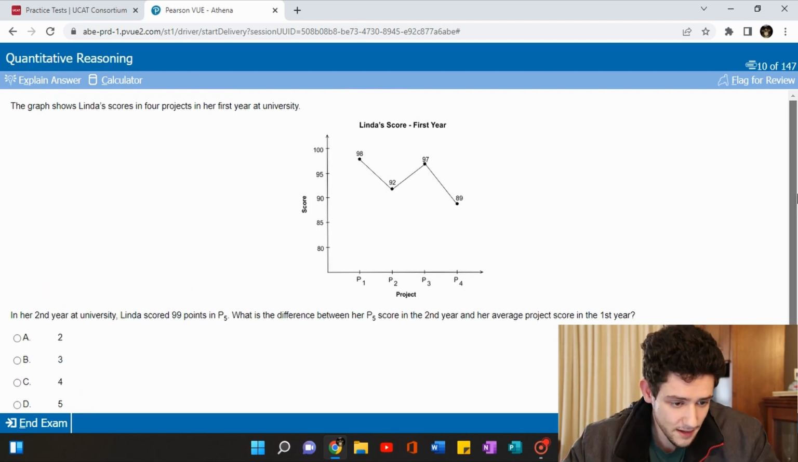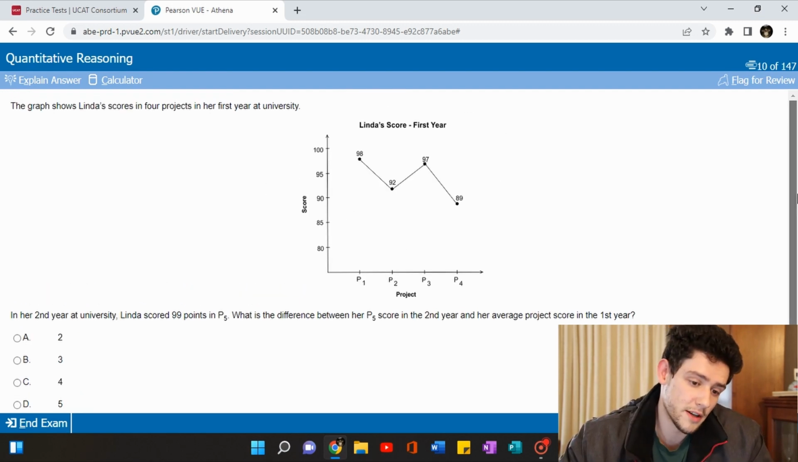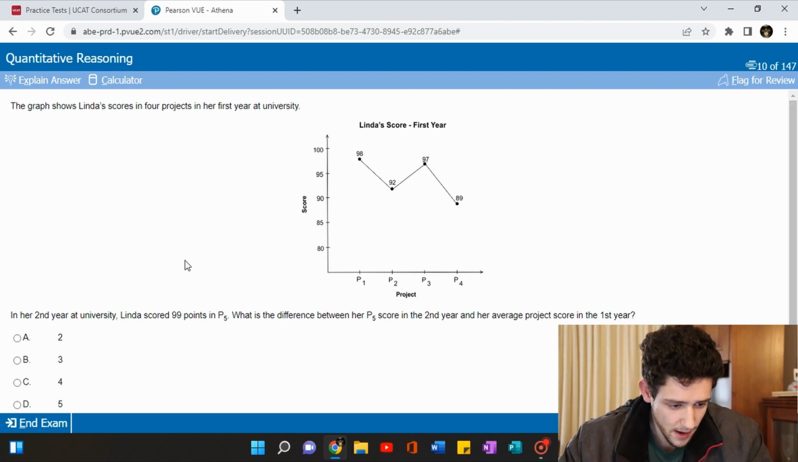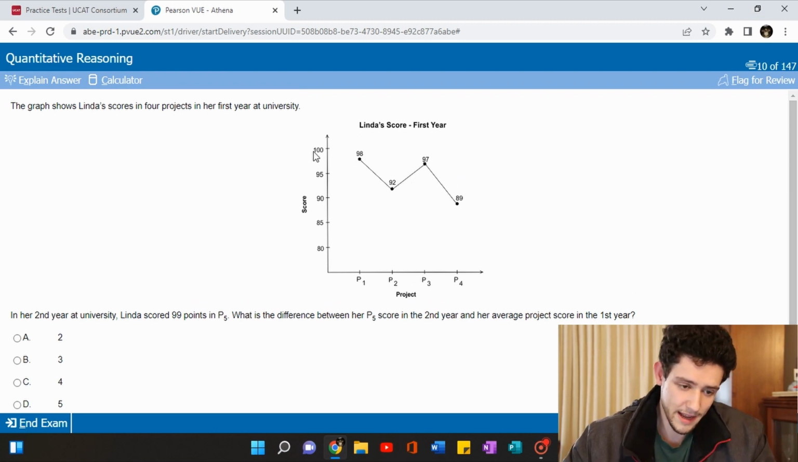Okay, the graph shows Linda's scores in 4 projects in her first year at university. In her second year at university, Linda scored 99 points in her fifth project. What is the difference between her fifth project score in the second year and her average project score in the first year? So this is a pretty easy one as well.